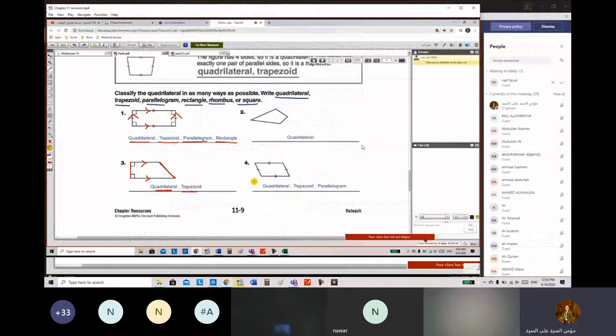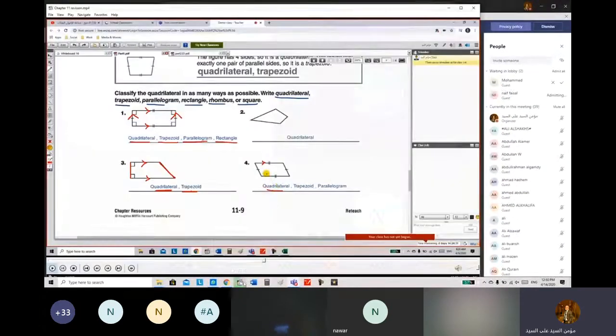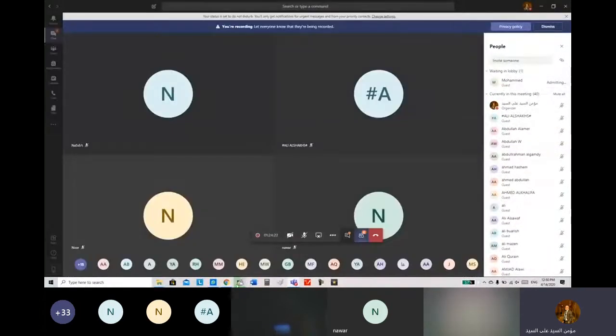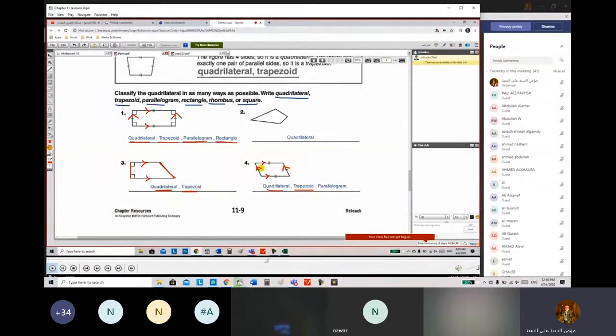The next one, we have four sides, so it will be a quadrilateral. At least two opposite sides are parallel, so we can say this is a trapezoid. And then, are each two opposite sides parallel? Yes, we have each two opposite sides parallel, so it will be a parallelogram.